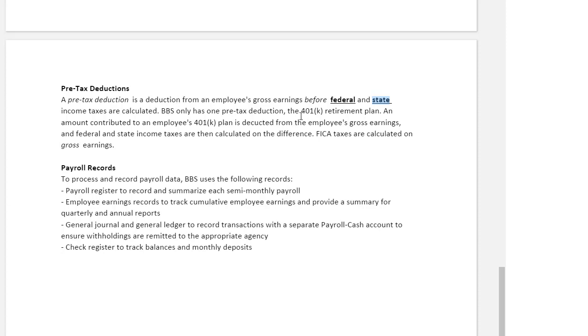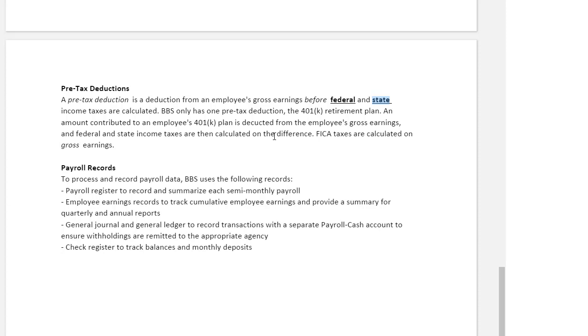And BBS has only one pre-tax deduction, the 401k retirement plan. An amount contributed to an employee's 401k plan is deducted from the employee's gross earnings, and FIT and SIT taxes are then calculated on the difference. So do not tax them on their gross wages for FIT and SIT if they contributed to the 401k.